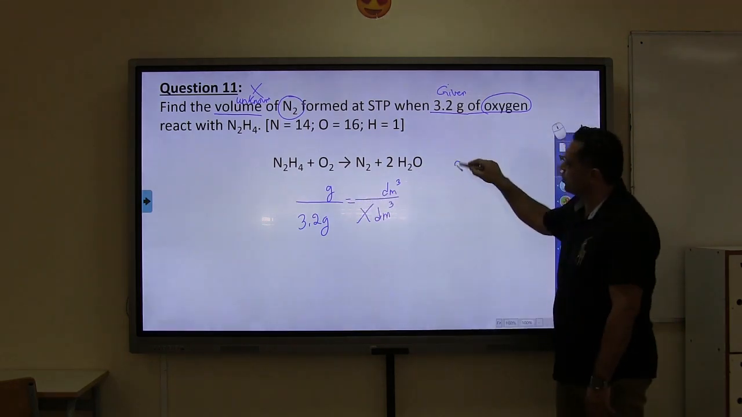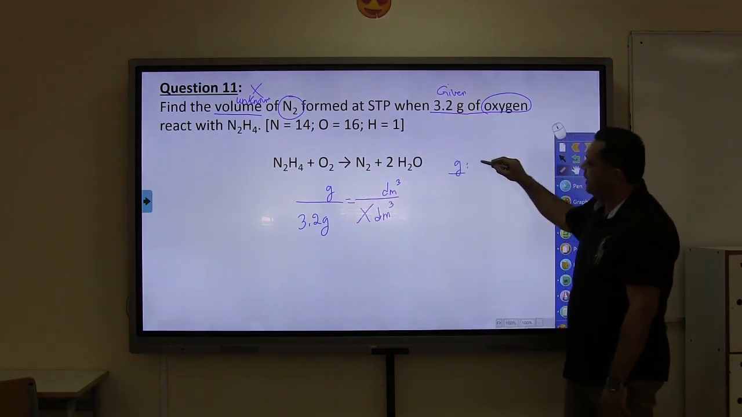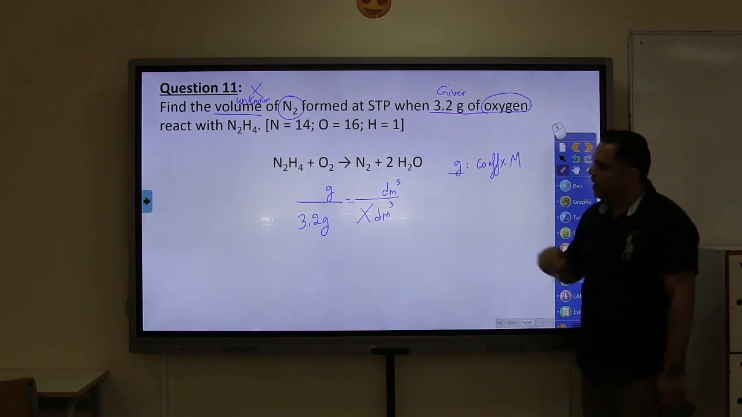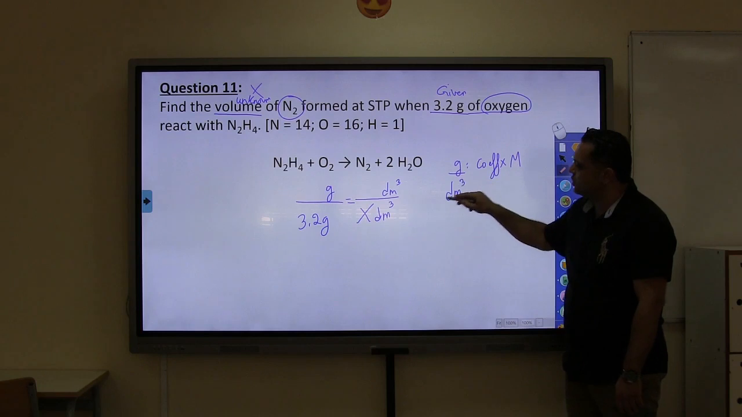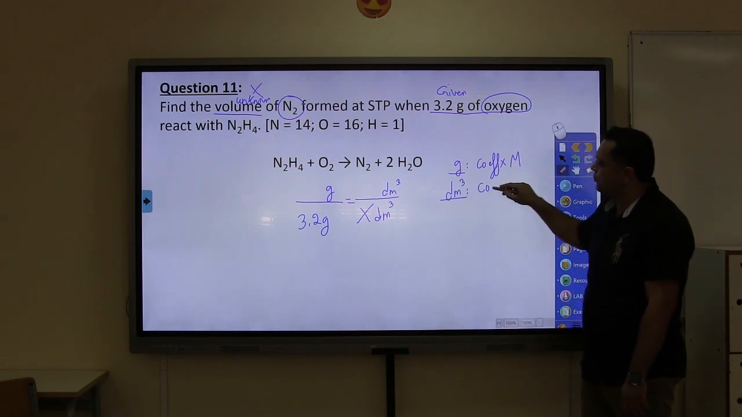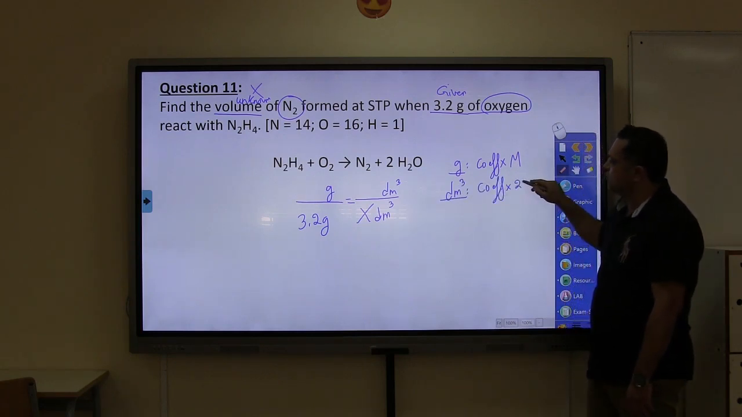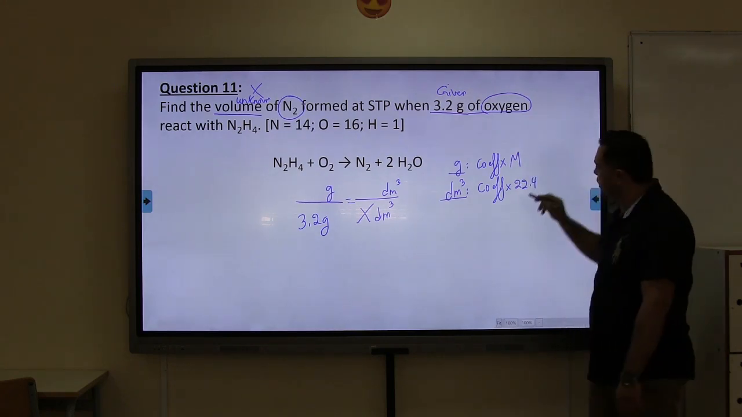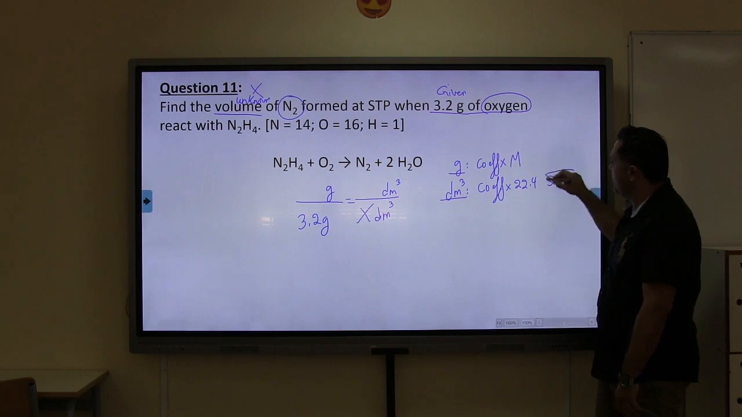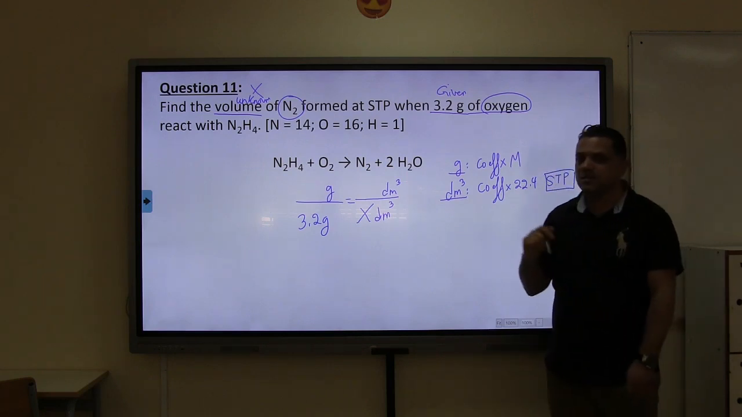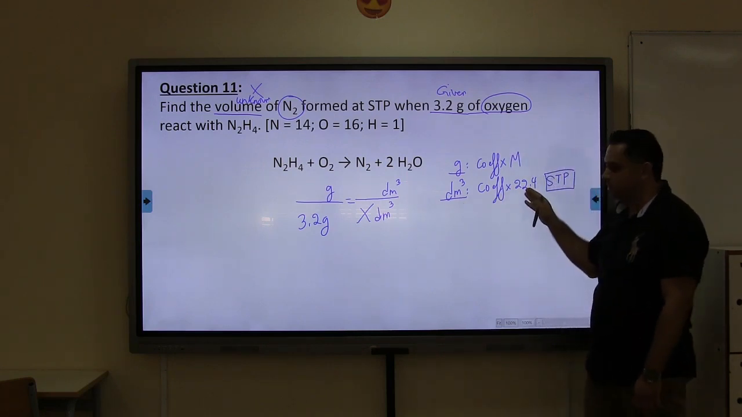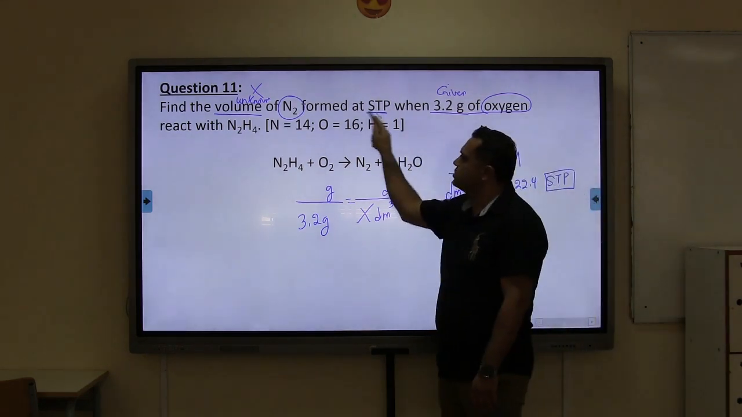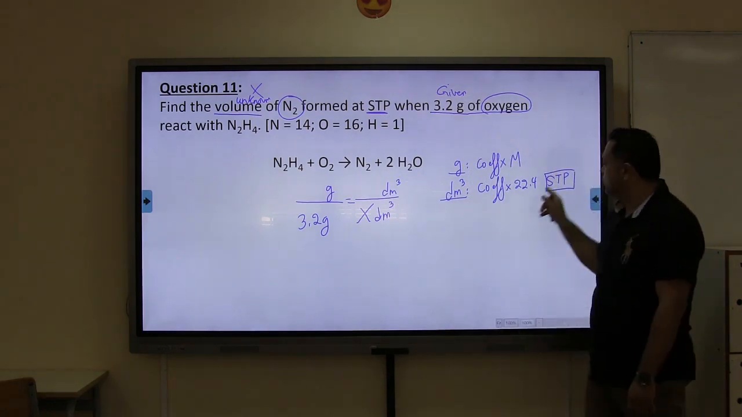As we said before, for the grams, it will be coefficient times the molar mass. If I want to find for the decimeter cube, it will be coefficient times 22.4. Why am I using 22.4 here? Because I'm working at STP conditions. If I'm working, for example, at RTP, I will use 24 instead of 22.4. But here it's STP only, so I will use 22.4.